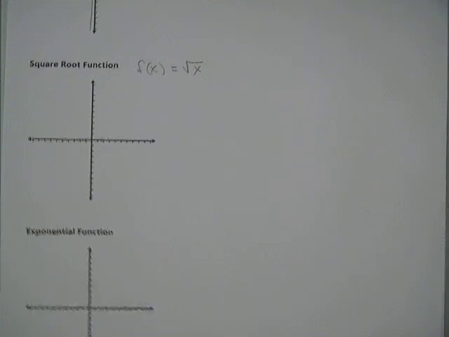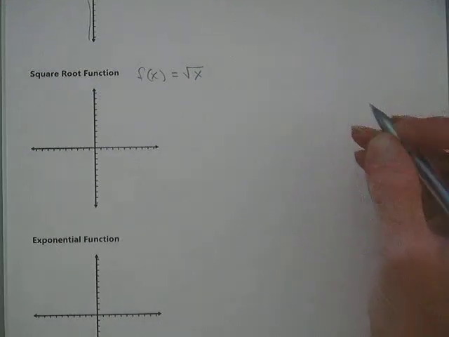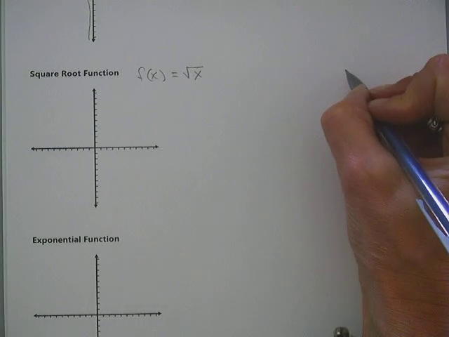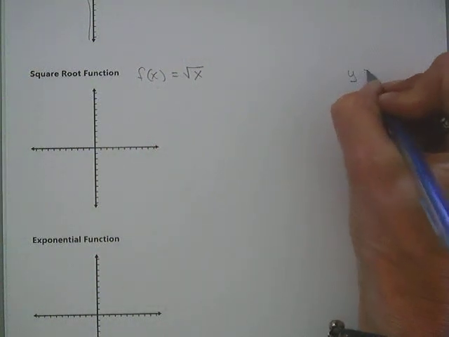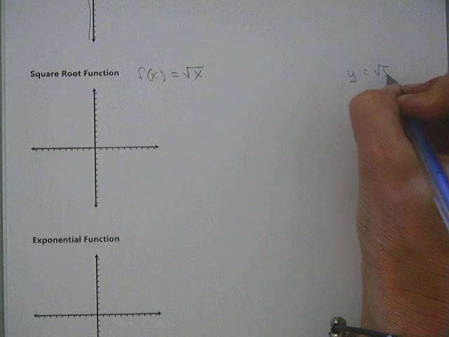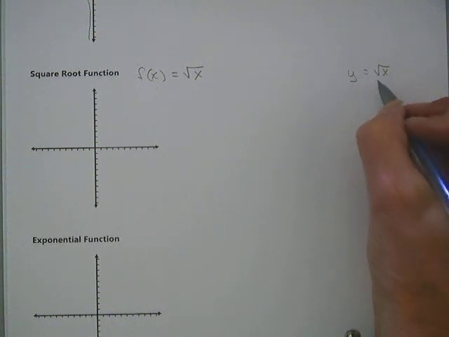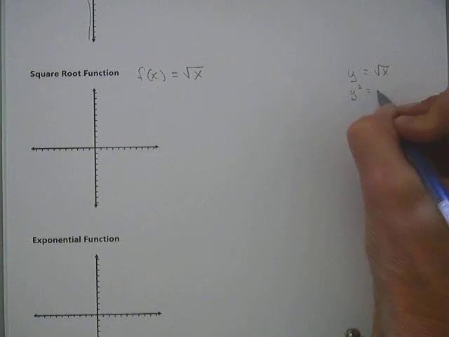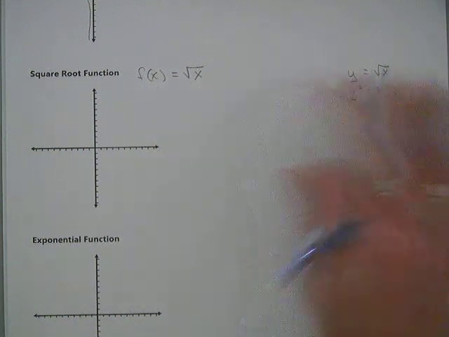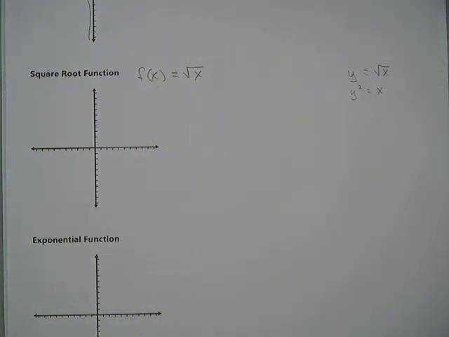Square root function looks just like that. Square root of x. Now, if we took this function right here, I'm just going to go over here for a second and replace the f with a y. How do you get rid of a square root? Square it. So that would give me y squared equals x.